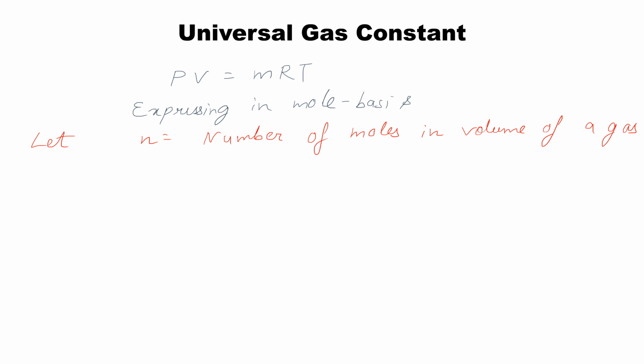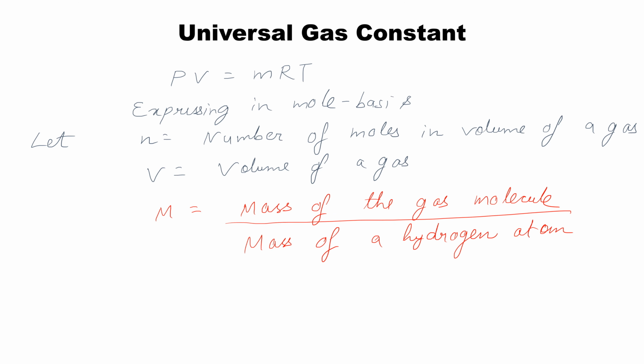So let n be the number of moles in the volume of a gas, and we are taking V as the volume of a gas, it is capital V, and capital M is our molar mass, which is defined as the mass of the gas molecule divided by the mass of a hydrogen atom, and small m is our mass of a gas in kg. So when we talk about moles, we write it as the ratio of small m by capital M, that is, the ratio of mass of gas to molar mass.